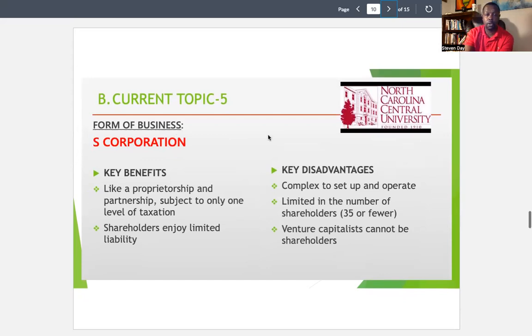An S Corp is similar to a C Corp, despite some differences in the taxation. Like a proprietorship and partnership, it's subject to only one level of taxation. Shareholders, once again, enjoy limited liability. The disadvantages are that it's also complex to set up and limited in the number of shareholders. You only have 35 or fewer, and venture capitalists cannot be shareholders. So a person who invested a large amount of money wouldn't be able to participate as a shareholder. So you want to be careful when you pick your C Corp or your S Corp.